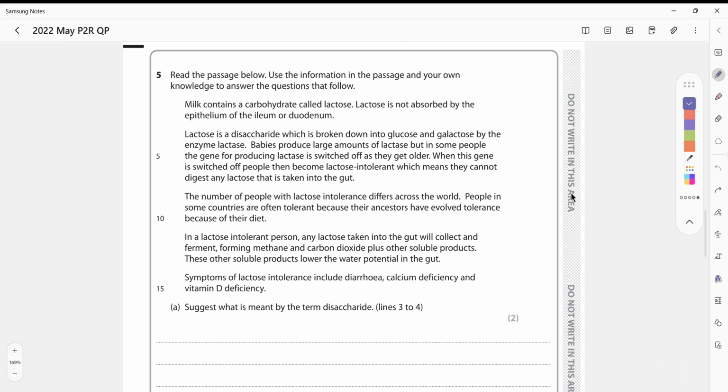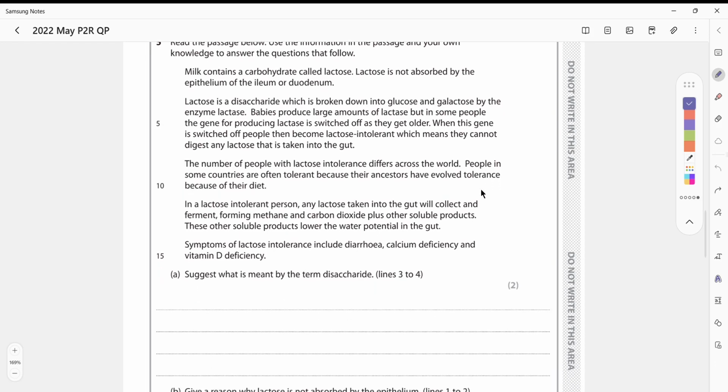Alright, hi everyone. Today we're going to cover question 5 and onwards. So I'm not going to read through the whole thing because it's quite a lot to read out loud. But this is question 5. Read the passage below. Use the information in the passage and your own knowledge to answer the questions that follow. Alright, let's start off with part A.